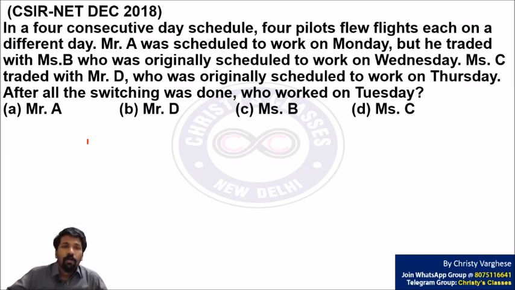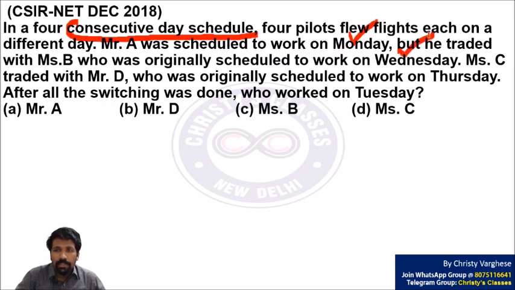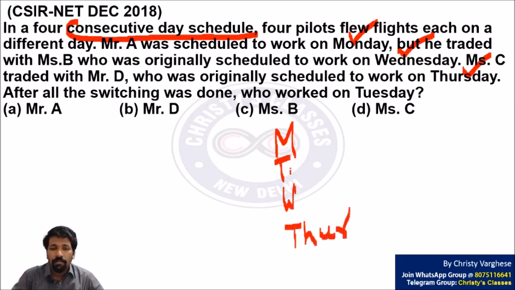There are 4 consecutive days, and from the data you can derive which are the 4 consecutive days, because Monday is written, Wednesday is written, and Thursday is also written. Consecutive means next days. That means Monday, Wednesday, Thursday means definitely Tuesday also should be in between. So Monday, Tuesday, Wednesday, Thursday is the 4 days we are thinking about.